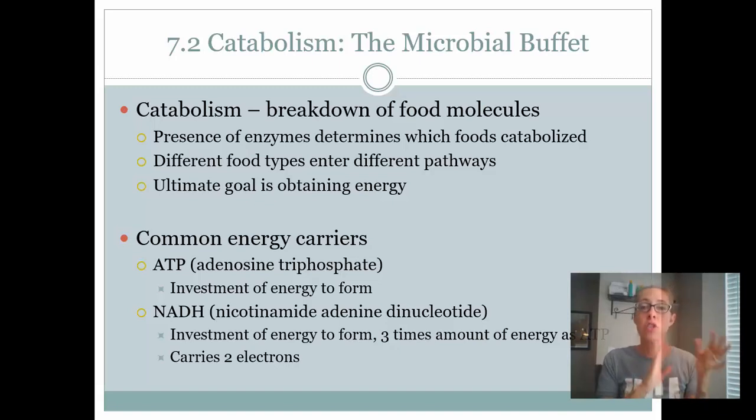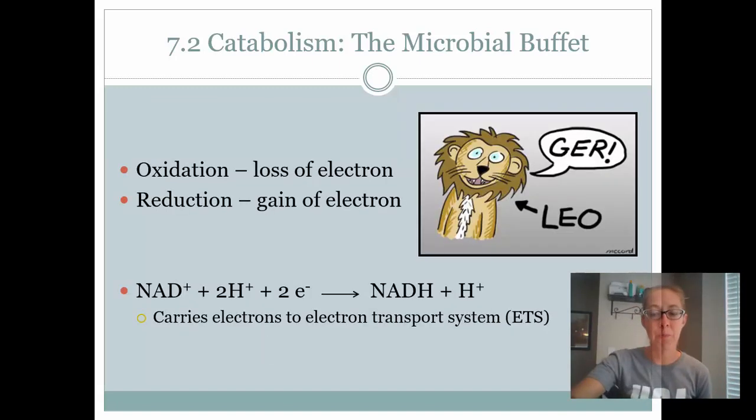Okay, so those terms are going to make a little more sense to you as we go along, but I want you to understand that as we go and I kind of throw those words at you, that's what they mean. It's just different ways of making ATP.